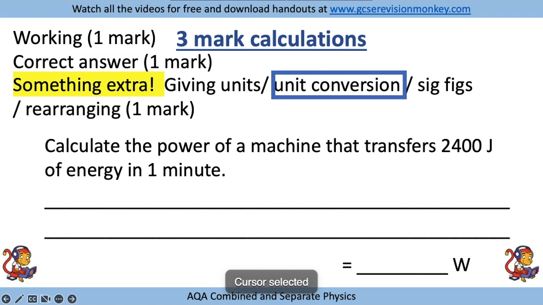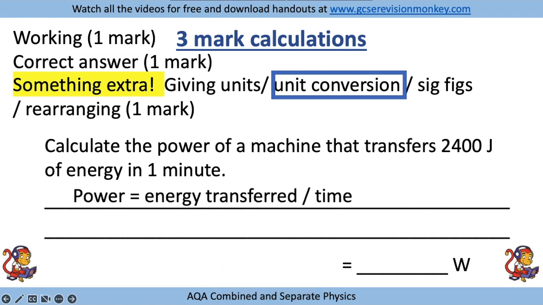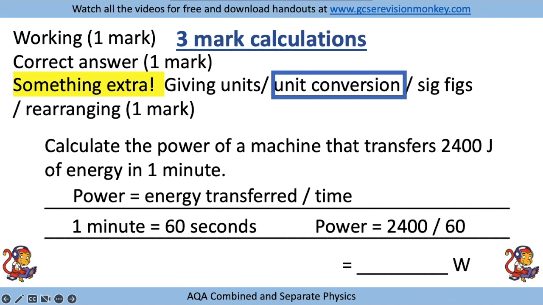So you write down the equation, show your conversion, 1 minute equals 60 seconds in this case, and put your numbers in. So rather than 2,400 divided by 1, it's now divided by 60 because you've converted it, and then show your answer. So look out for that in a 3-mark question. It could be that that's where you're getting the extra mark.